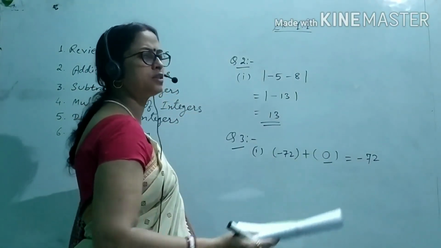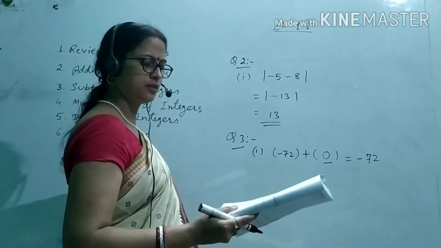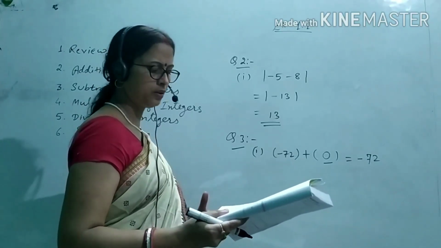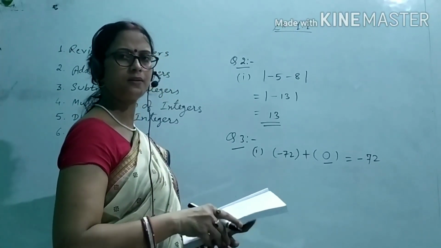Now coming to question number 4. The sum of two integers is minus 20. If one of them is 65, find the other. Children, now it is easy for you to solve, no? Now you can solve it on your own. Try all the questions. Now coming to the next exercise.